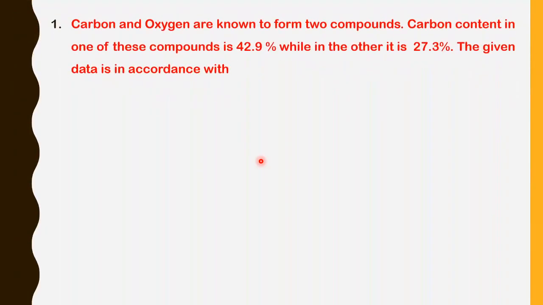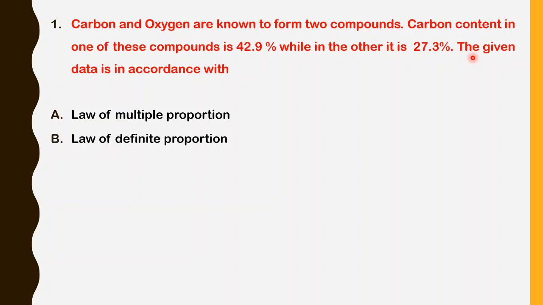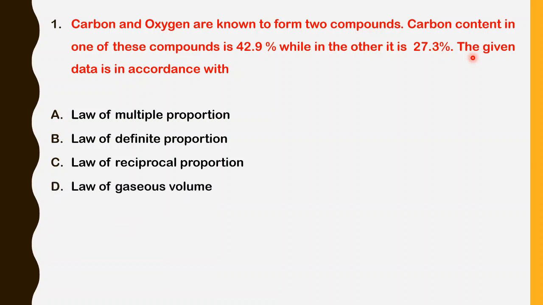The first example is: carbon and oxygen are known to form two compounds. Carbon content in one of these compounds is 42.9%, while in the other compound it is 27.3%. By observing this data, what can we conclude about which law this data follows? The first option is law of multiple proportion, second option is law of definite proportion, third option is law of reciprocal proportion, and fourth option is law of gaseous volume.